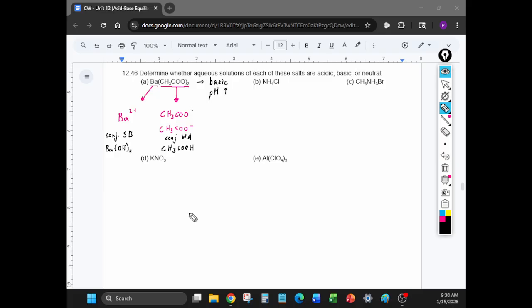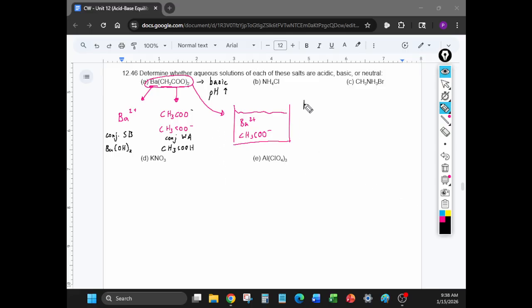Now, for this one, I will go into more detail about why, because it'll help us understand the rest of the problem. So let's say that you added this salt to a solution. You put it inside of water, so let's say that you put it into a container of water. It's going to ionize into Ba2+ and CH3COO-. Both of these ions hypothetically could get into a reaction with water.